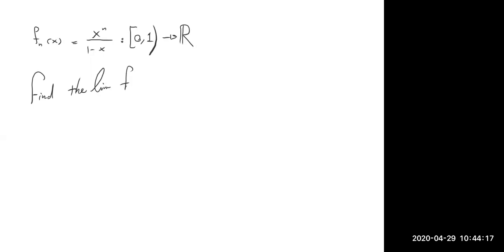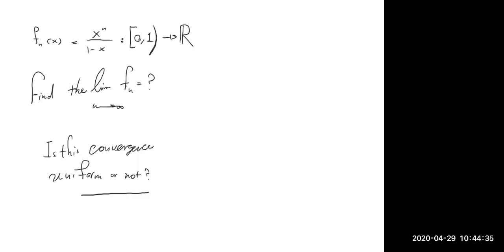Okay. Let's look at another example. Define Fn of x to be x to the n minus 1 over x, defined on the half open interval 0 to 1, to R. Find the limit of f when n goes to infinity, and is this convergence uniform or not? Okay, think about this question for a few minutes.